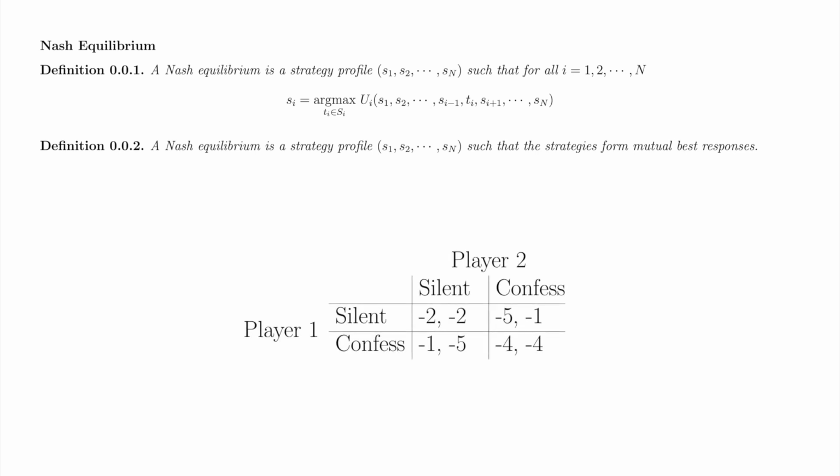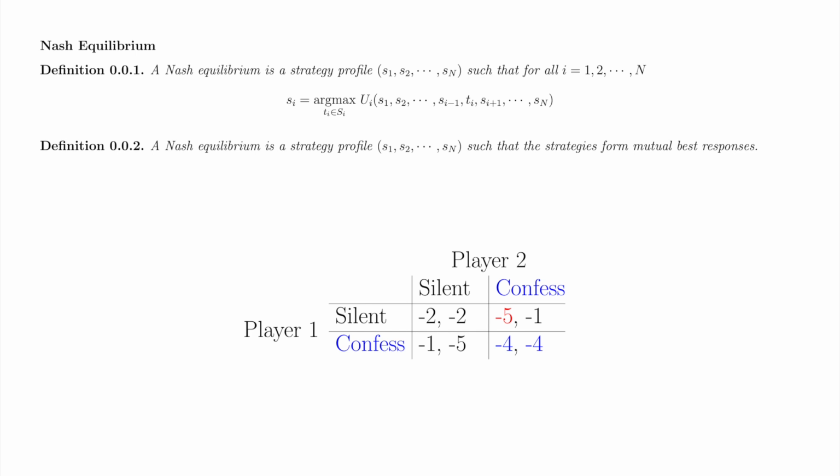Here's Prisoner's Dilemma. Using the definition of Nash equilibrium, let's check some different strategy profiles to see whether they are Nash equilibria. If both players confess, each receives -4. Confess, confess is a Nash equilibrium. Importantly, -4, -4 is not a Nash equilibrium. A Nash equilibrium is a strategy profile in which the strategies form mutual best responses. Therefore, when looking for Nash equilibria, we should specify strategy profiles, not the corresponding payoffs.